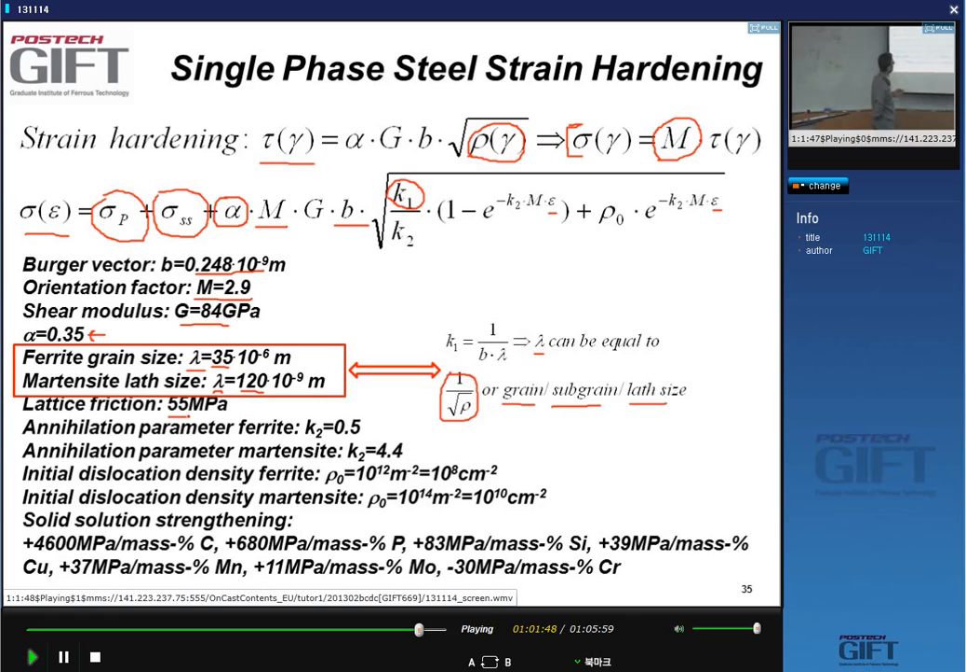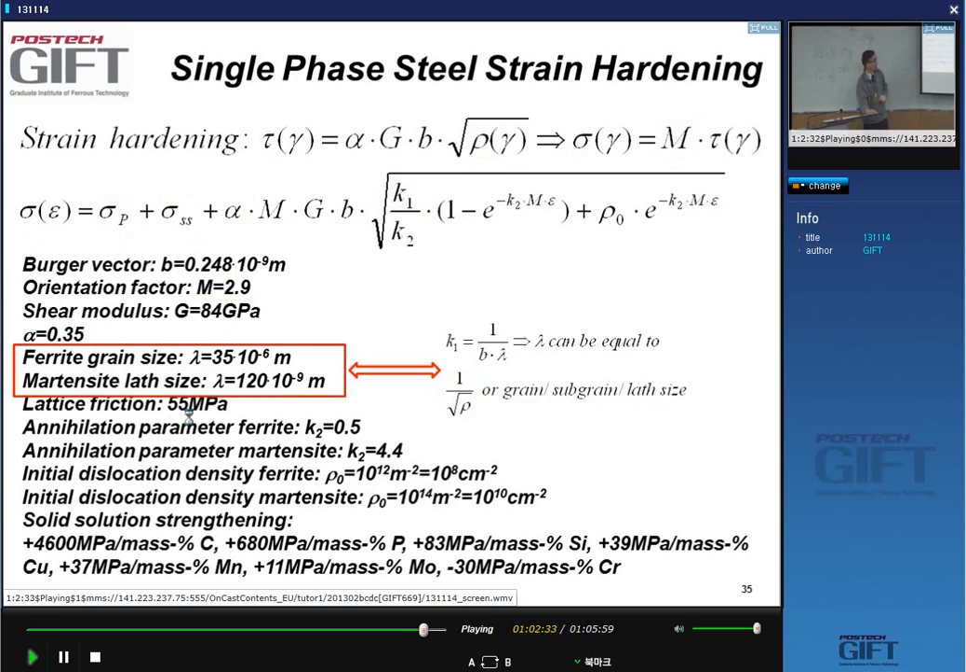Initial dislocation densities in ferrite is very low. Initial dislocation densities in martensite are very high. Remember, when we deform well annealed ferrite, initially we have very few dislocations. In martensite, you have plenty of transformation dislocations. And then the solid solution strengthening, we also need to take into account. And there, I can use theories or I can use an empirical approach. This is the one we've chosen. And these are the solid solution strengthening effects I've taken into account.